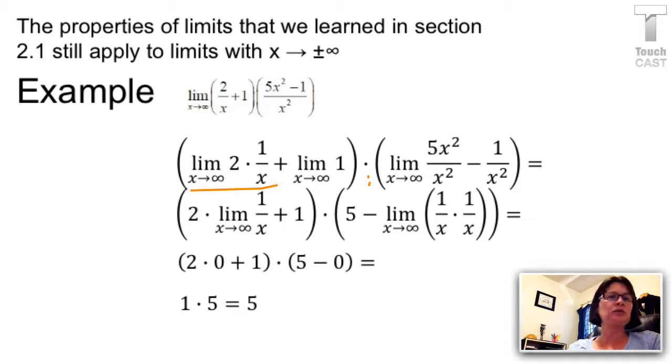The limit as x approaches infinity of 2 is 2 times the limit as x approaches infinity of 1 over x plus the limit as x approaches infinity of 1 is 1. That's how I get those values. Here's my times sign. Here, notice that 5x squared divided by x squared simplifies into 5. So this becomes the limit as x approaches infinity of 5 minus the limit as x approaches infinity of 1 over x squared, which I can rewrite as 1 over x times 1 over x. So 2 times, remember, the limit as x approaches infinity of 1 over x is just 0. So that's how I got these zeros here. And I get 1 times 5 to make 5. So notice that was 2 examples in a row that had a limit of 5. That's just a coincidence.